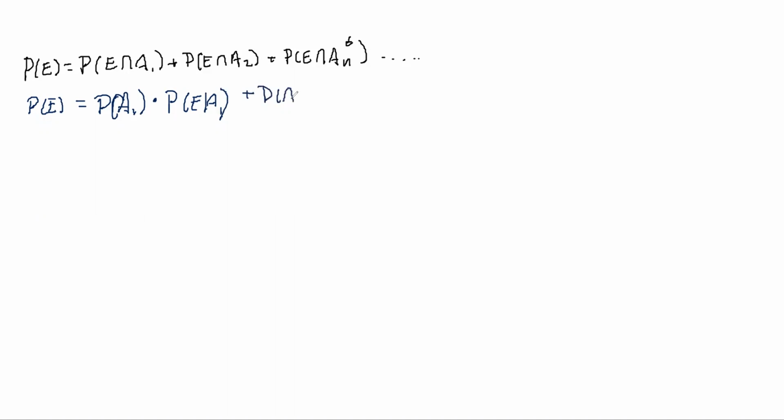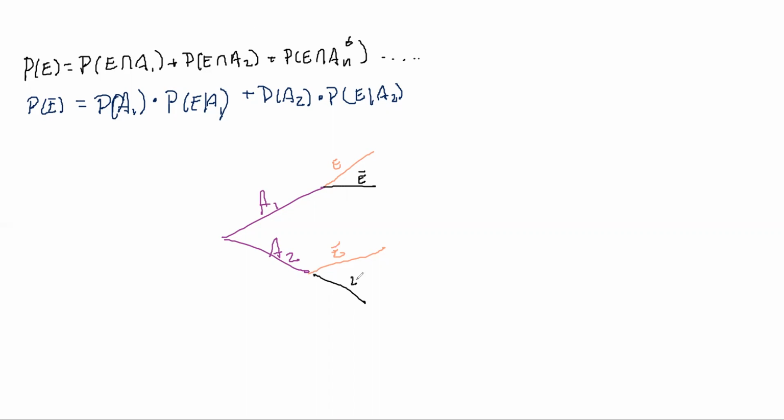Plus the probability of A2 times the probability of event E given A2. Okay. And I think again, a really good way to look at this is through its tree diagram. Here we have A1, here we have A2. Here we have event E, here we have event E, and then I'm going to do the not E's in different colors. So this is just not E, and this is just not E.